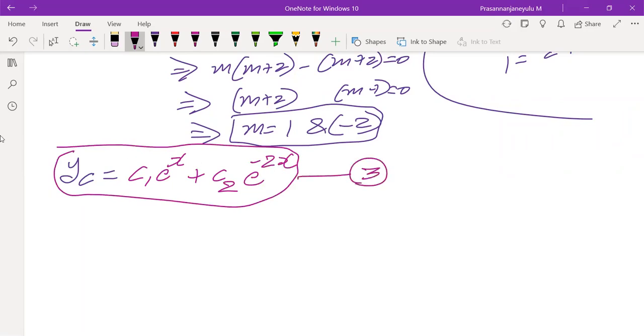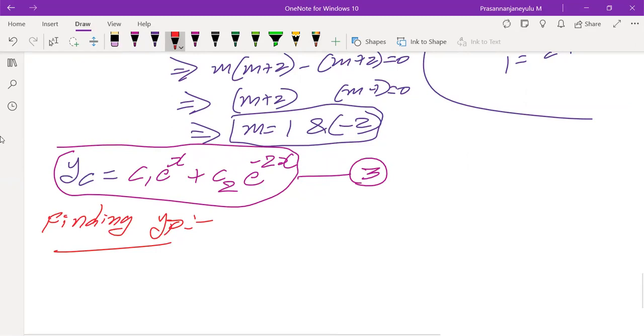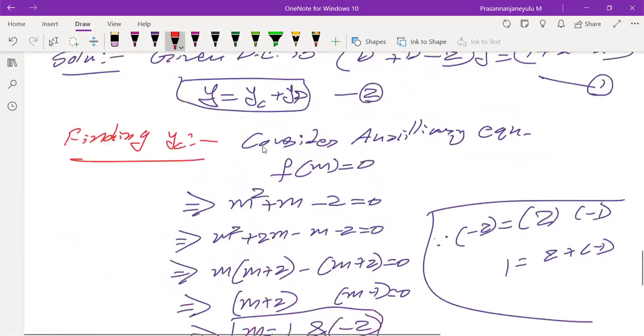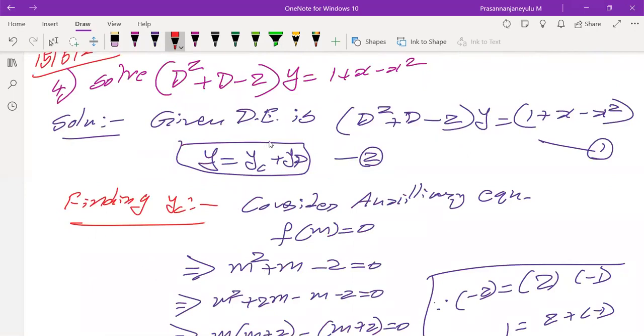Now going to find yp. This is a new point for you, because anyhow we discussed one problem, but still we are going to get a new point in this. Yp is equal to, what is the actual formula? 1 by f of D of Q of x. But here, what is our Q of x? 1 plus x minus x square.